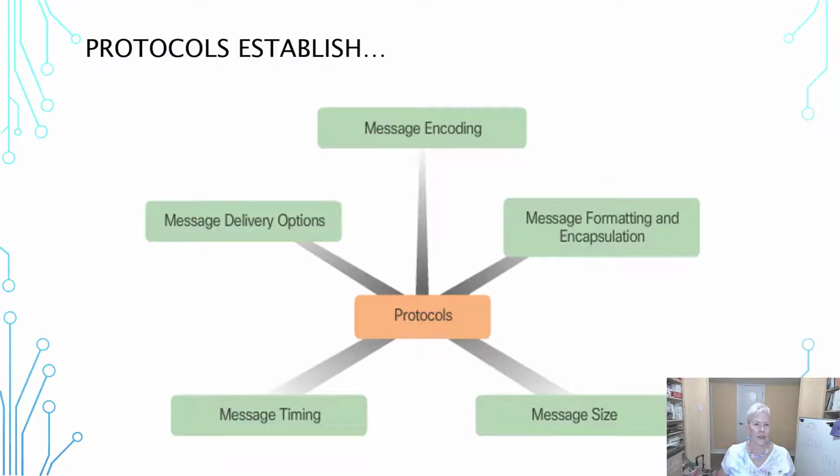Protocols establish a lot of different parameters for communicating across the network. One of the things, it's not necessarily first, is something called message encoding. Now, along with that, there could also be message decoding, message formatting and encapsulation, message size, message timing, and then the different delivery options. These are all pre-established things that protocols will take care of.